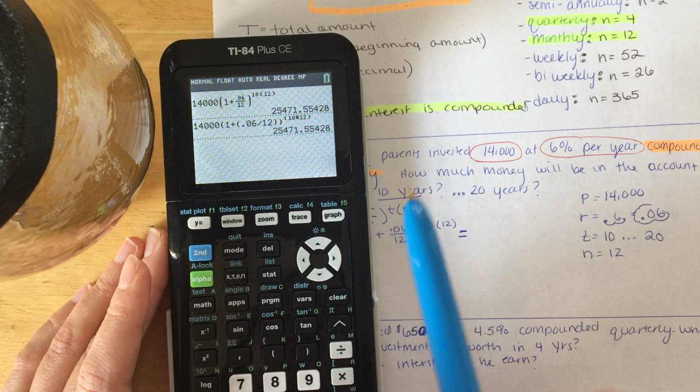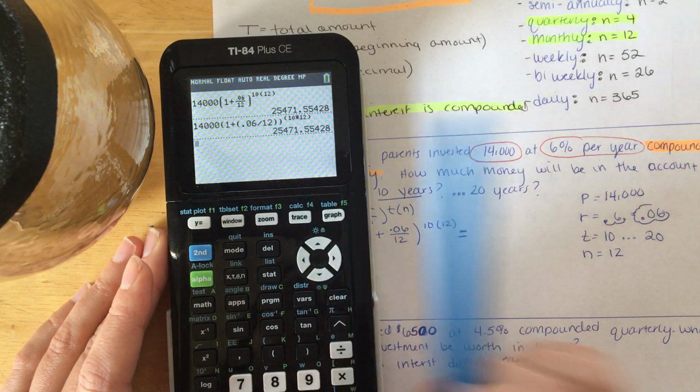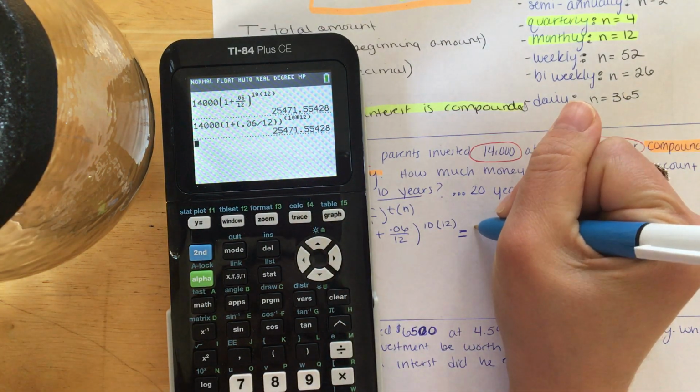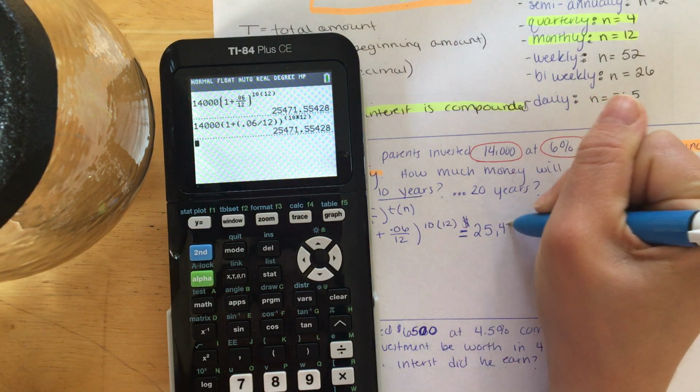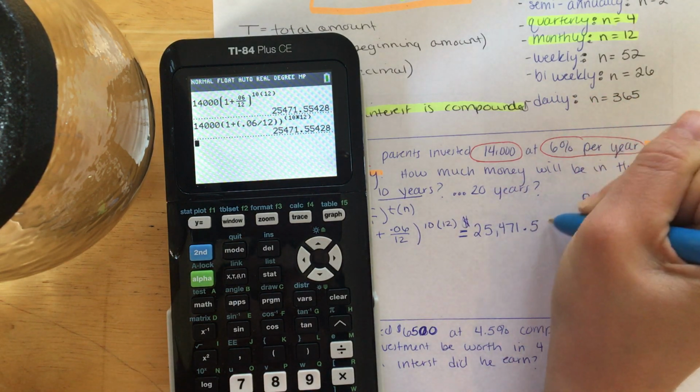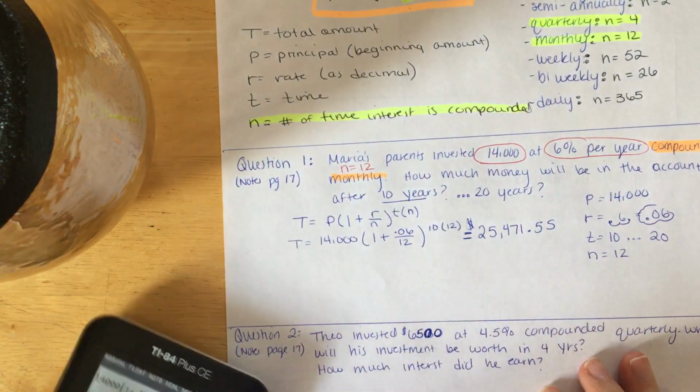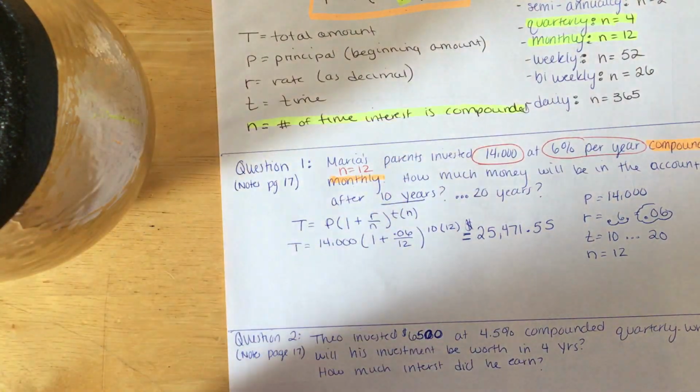And since it's money, we're going to round to the nearest penny. So 55 would be what we round to. $25,471.55.